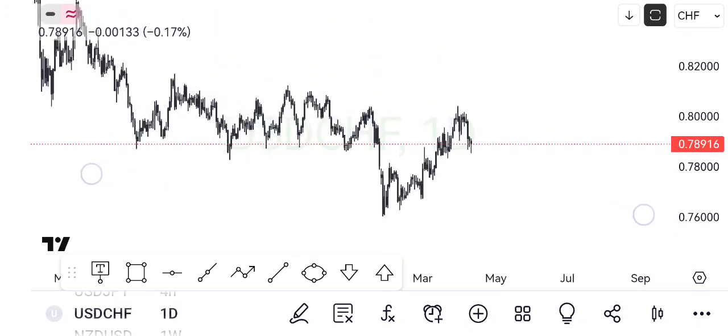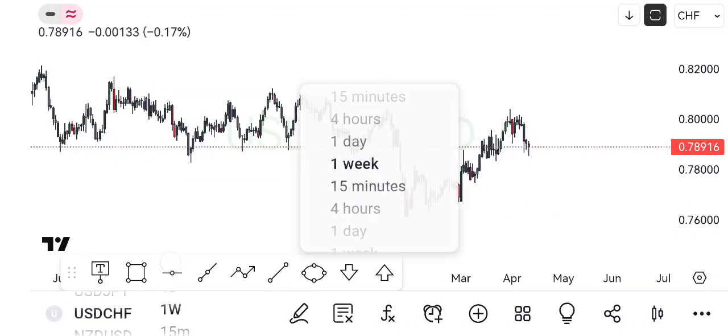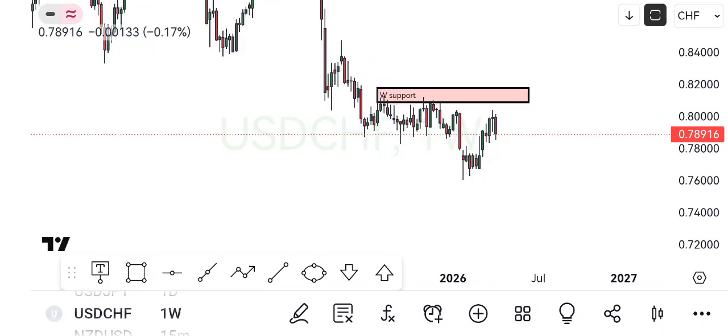So in conclusion, on USDCHF for the coming week, I'll be looking to either buy or sell, because I'm not having a clear direction yet.